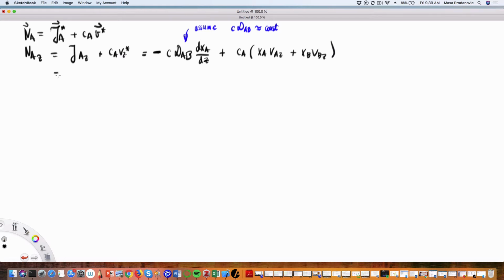Now my C, so this is minus C DAB dXA/dZ plus, what is C by definition? CA by definition? CA is C XA times VAZ.